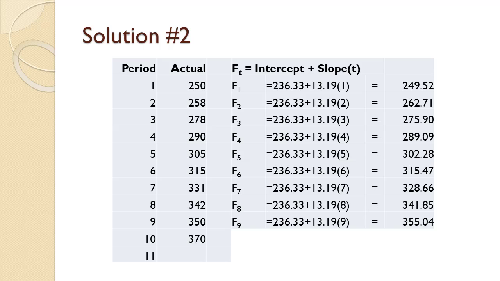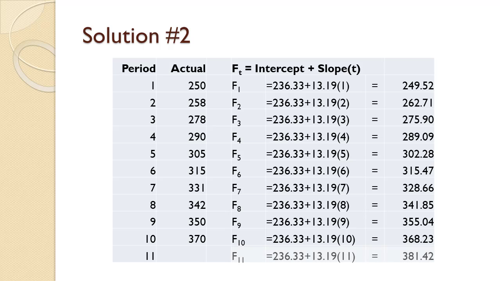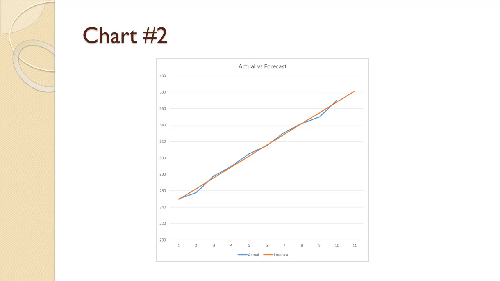F9 equals 236.33 plus 13.19 times 9 equals 355.04. F10 equals 236.33 plus 13.19 times 10 equals 368.23. F11 equals 236.33 plus 13.19 times 11 equals 381.42. This slide shows a chart of the results. The actual values are in blue and the forecast values in orange.